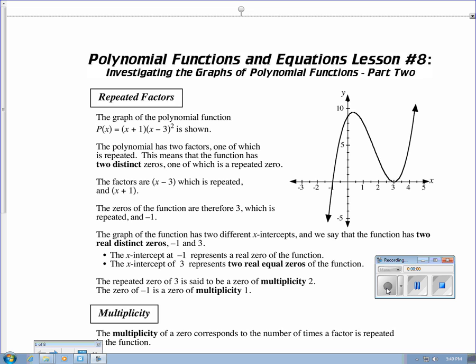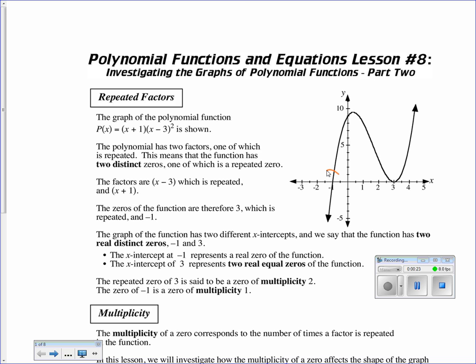This is lesson 8, the second of maybe 3 lessons today, which is pretty fantastic. We're looking at polynomials and what's called repeated factors or multiplicity. The graph that has been presented is the graph of the polynomial x plus 1 times x minus 3 squared.